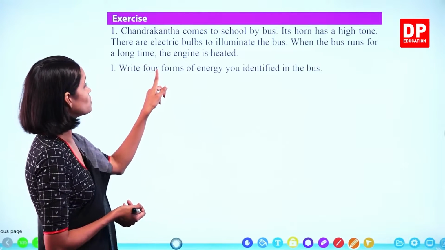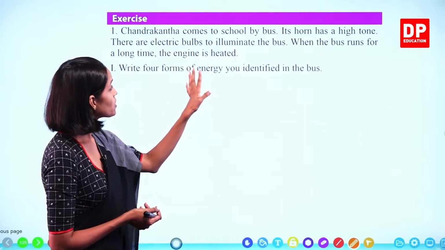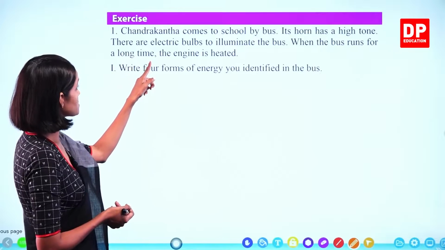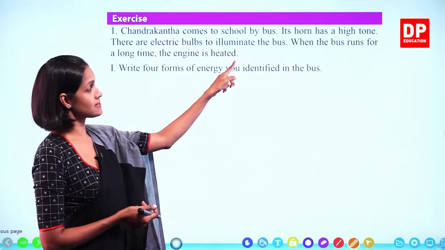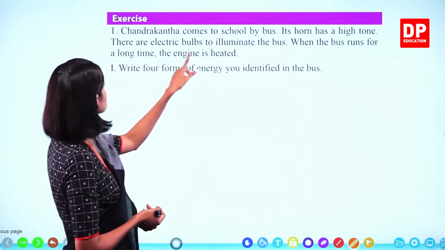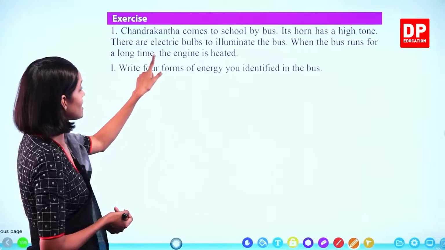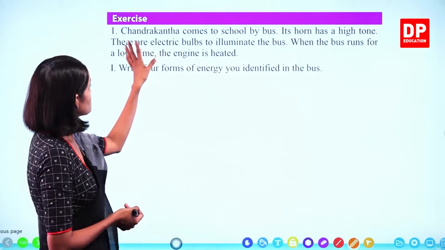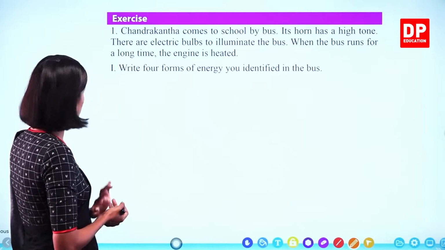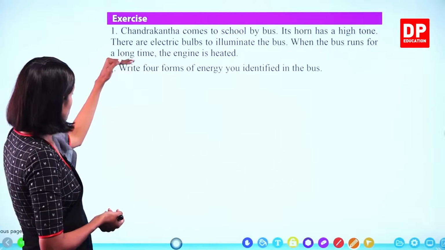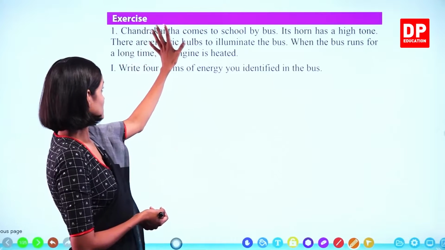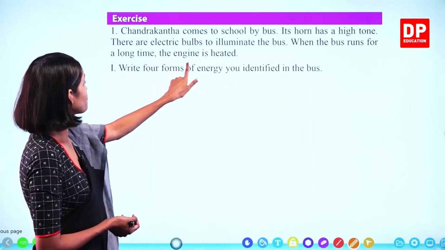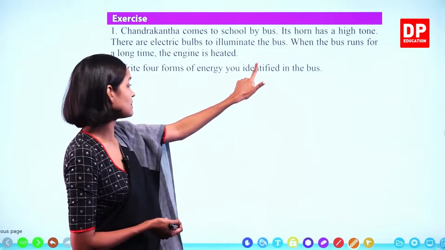Chandrakanta comes to school by bus. Its horn has a high tone. There are electric bulbs to illuminate the bus. When the bus runs for a long time, the engine is heated. Right, children? So this is a small description, and these are the questions given out of this description. Write 4 forms of energy you identified in the bus.